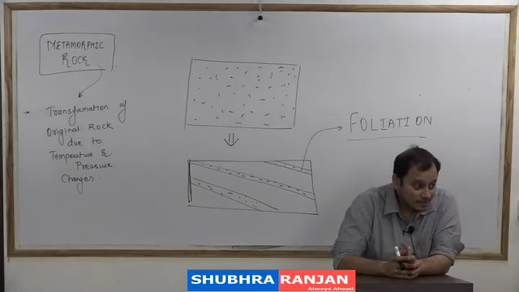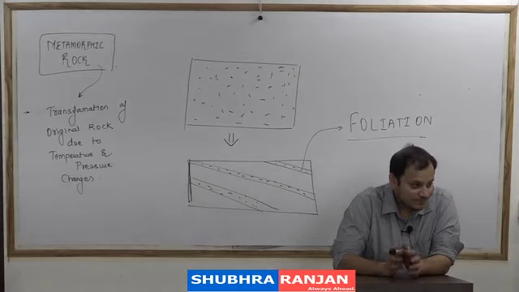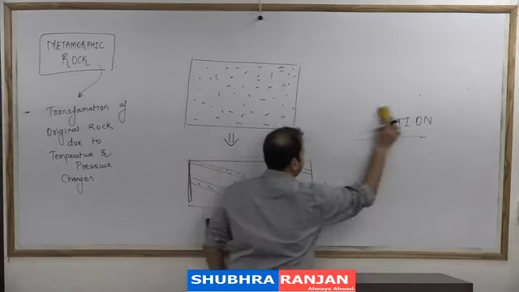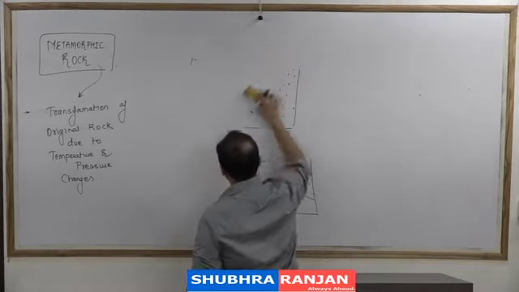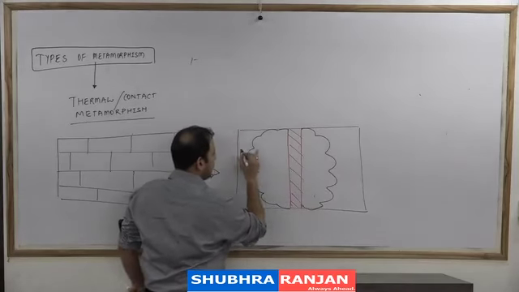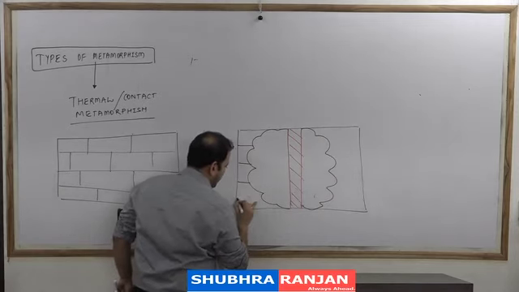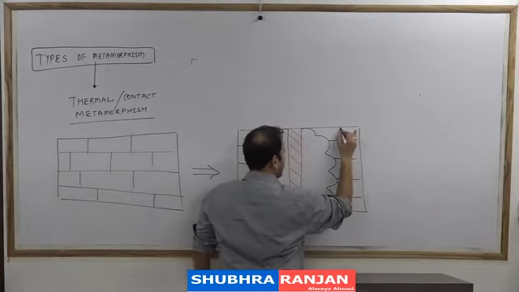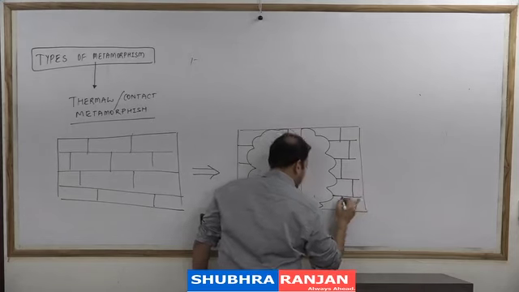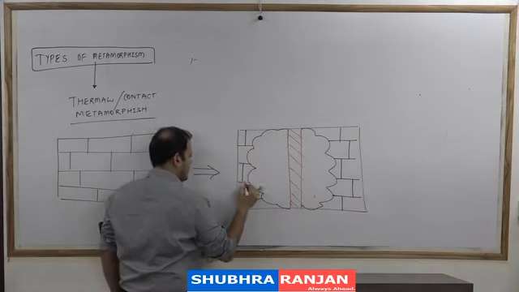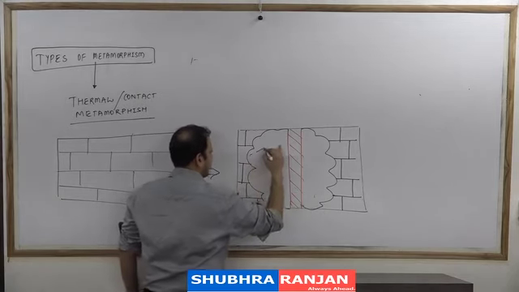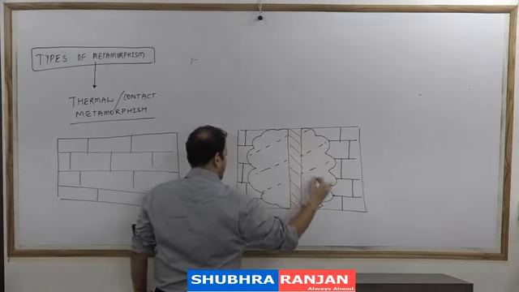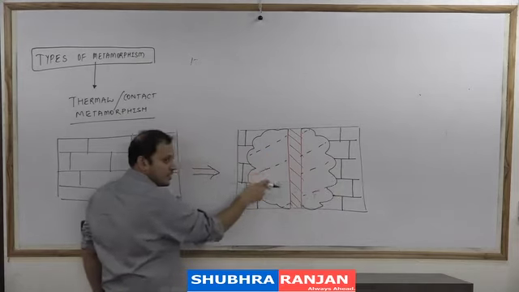What property is this? This is a parallel property of metamorphic rock. Yes, it will not be changing, only the area which comes in contact will be metamorphosed. Why am I showing this? This is foliation.